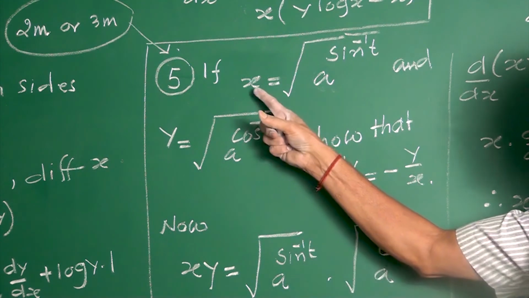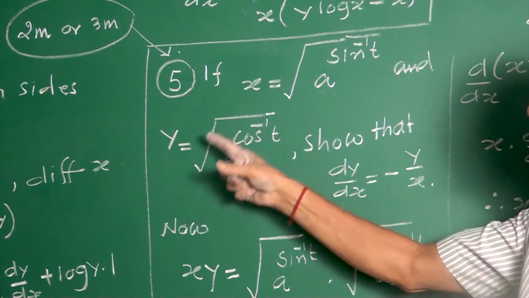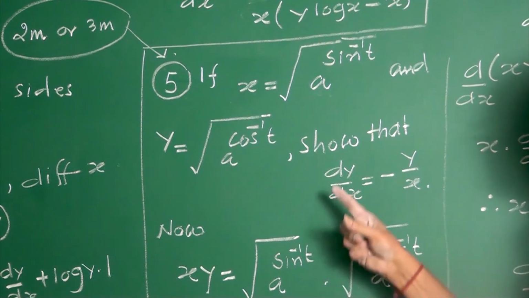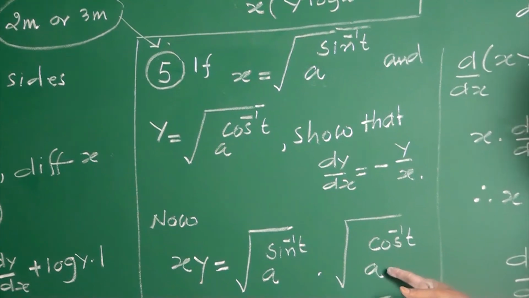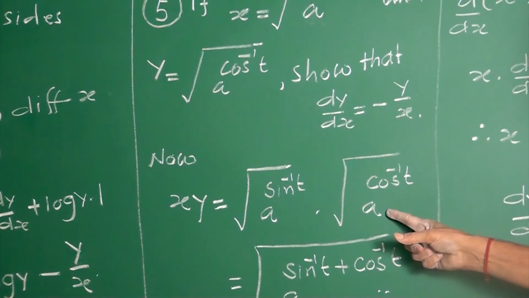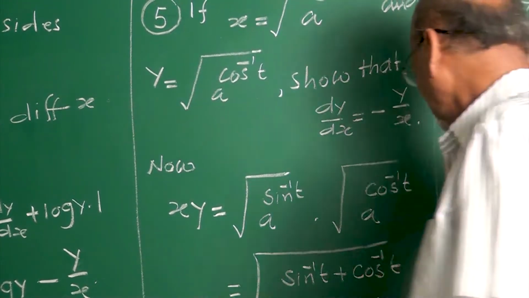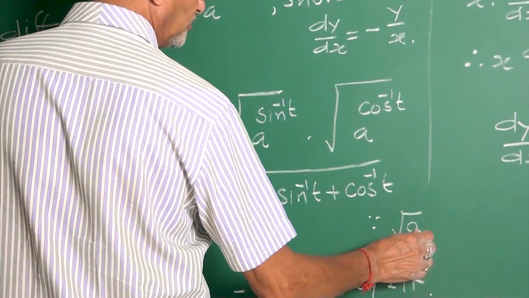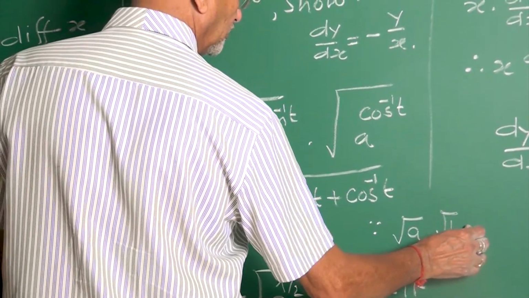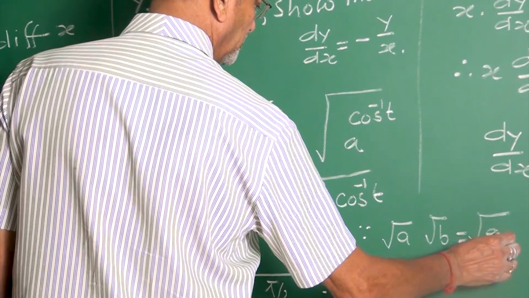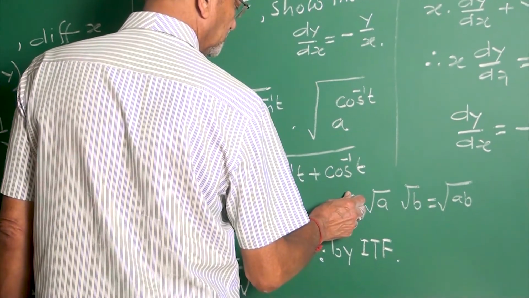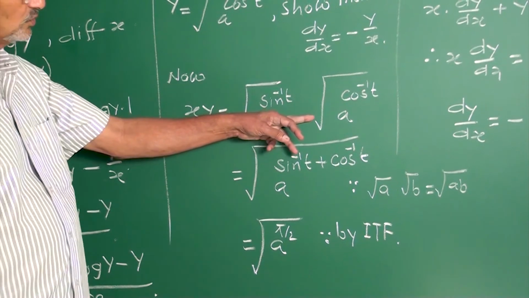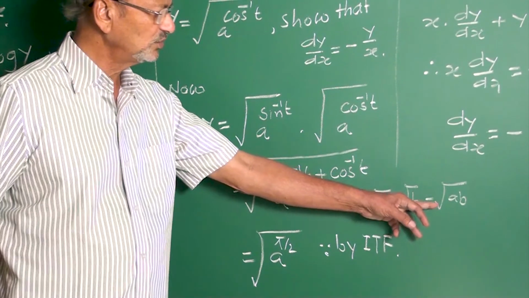Take the product of it, x into y. X into y is what? Square root a to the power sin inverse t into square root a to the power cos inverse t. Now you have to make use here, my friends, of this property of surds. Root a into root b, you are going to write what? Root ab. Rules of surds: root a into root b is root ab.